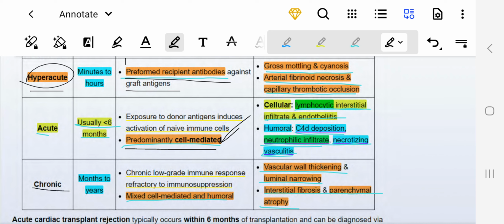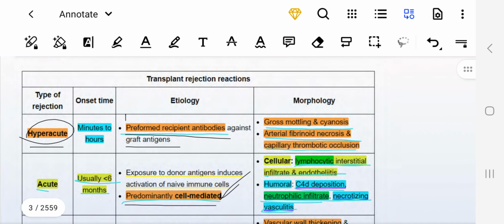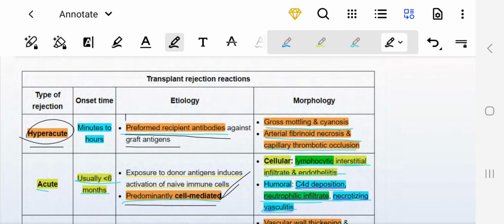In chronic, we have mixed, that is cell mediated and humoral, right? Okay. What are the morphology in the immunologic section? In the immunity, they have given this MCQ regarding the hyperacute. They were saying that the morphology was showing gross mottling and cyanosis. We will go through that. Gross mottling and cyanosis, right?